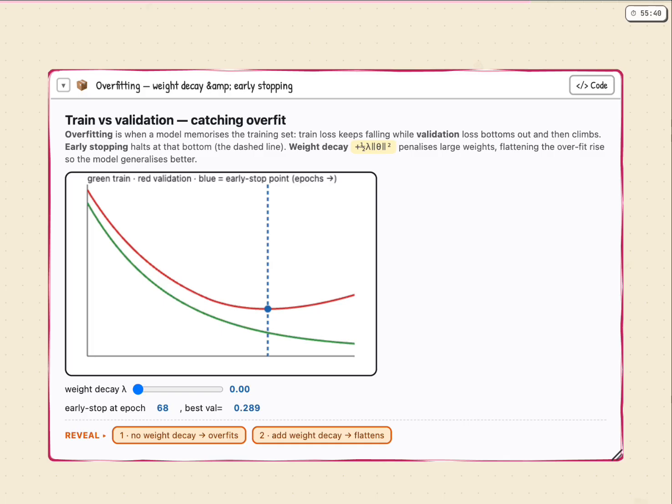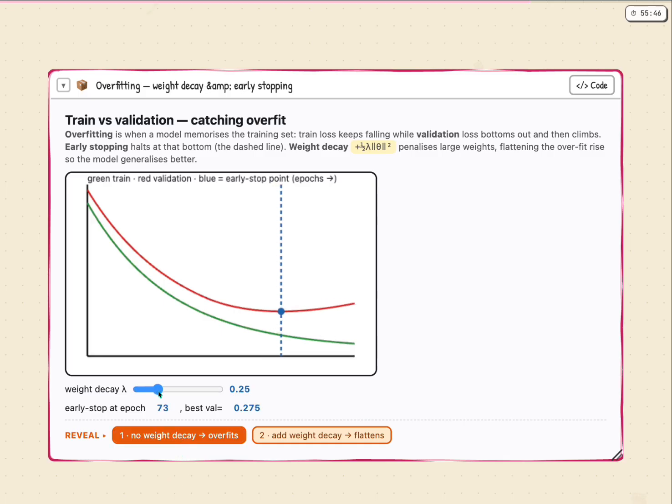Watch the two curves. At first, both fall together. The model is genuinely learning useful patterns. But then they split. The training loss keeps dropping towards zero, while the validation loss bottoms out and starts climbing back up. That gap is overfitting. The model has stopped learning the pattern and started memorizing the training examples, like a student who memorizes the answer key instead of understanding the subject. It aces practice and fails the real exam.